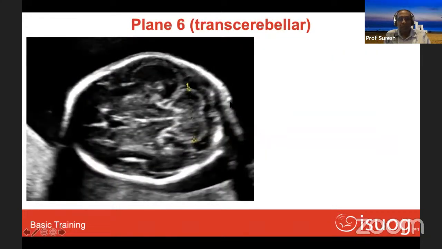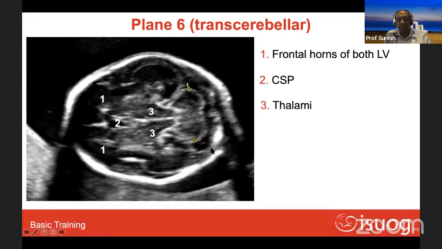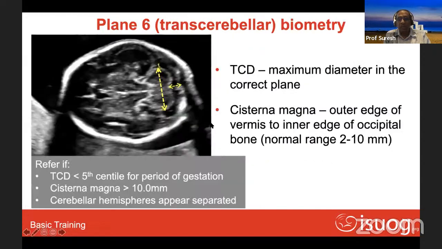So that's the transcerebellar plane, where the frontal horns of the lateral ventricle must be seen, and the cerebellum must be seen at the same time. The cavum septum pellucidum must be seen along with the cerebellum. The thalami are also seen at that point, and the cerebellar hemispheres and the cisterna magna will be visualized. So the transcerebellar diameter is the maximum diameter in the correct plane.